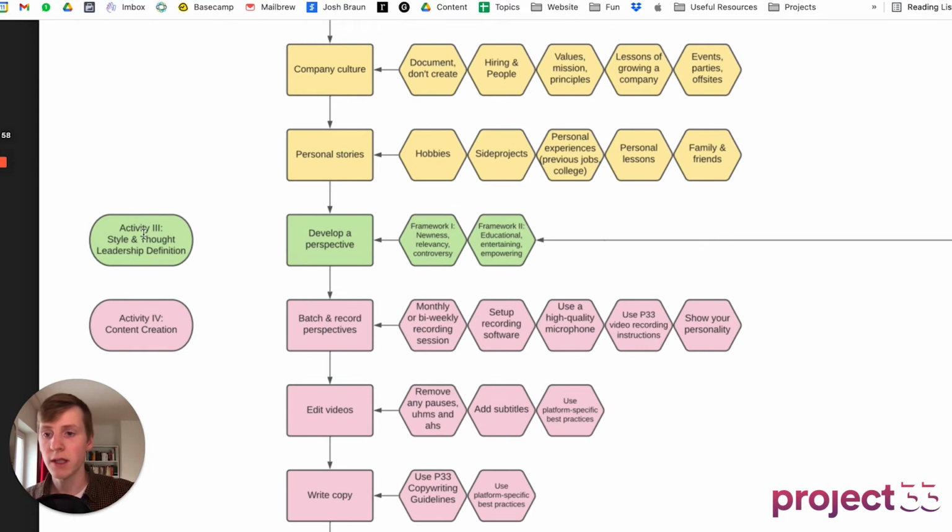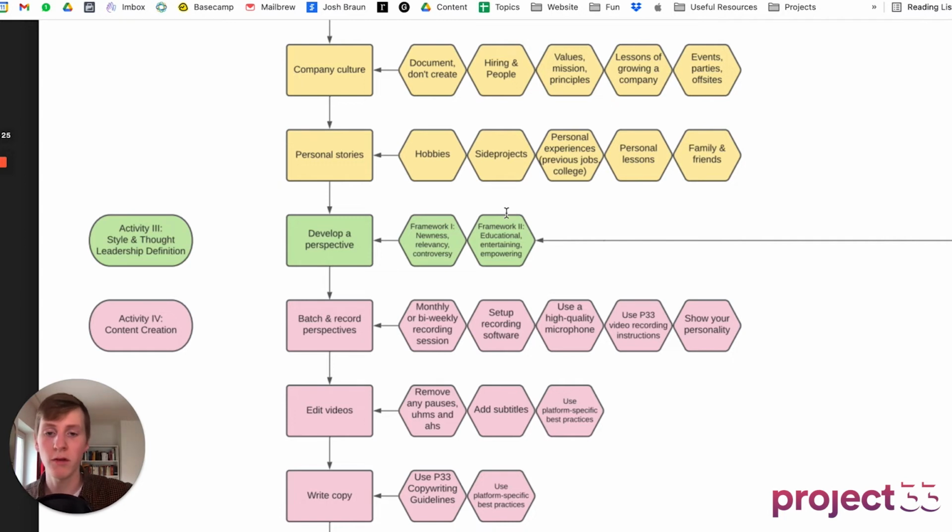Third activity, style and thought leadership definition. So once we know what we're going to talk about, we're going to need to figure out how to talk about it, which is just as important, because you might have a good topic, you might have a good question, you might have a good insight that's useful to your audience. But if you can't frame it and explain it in a way that makes sense and that stands out from the noise, no one will consume that content, right?